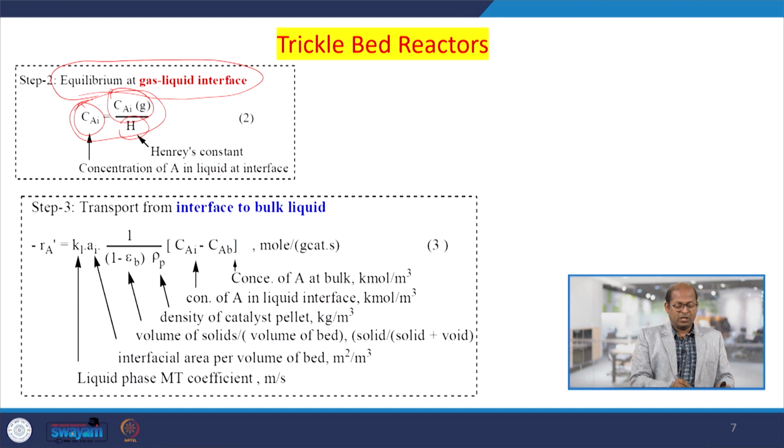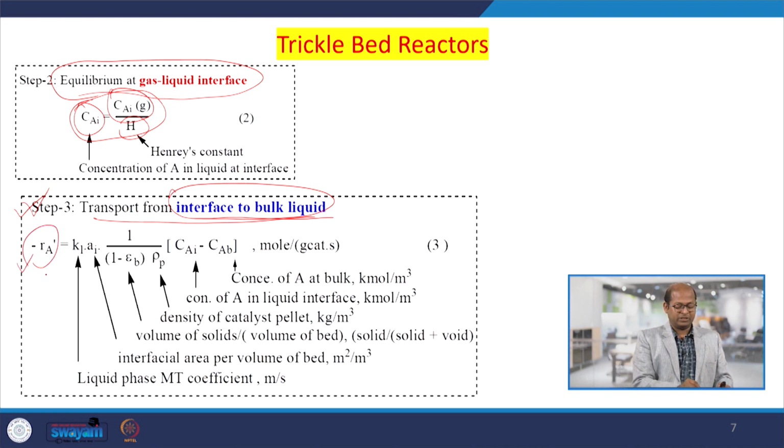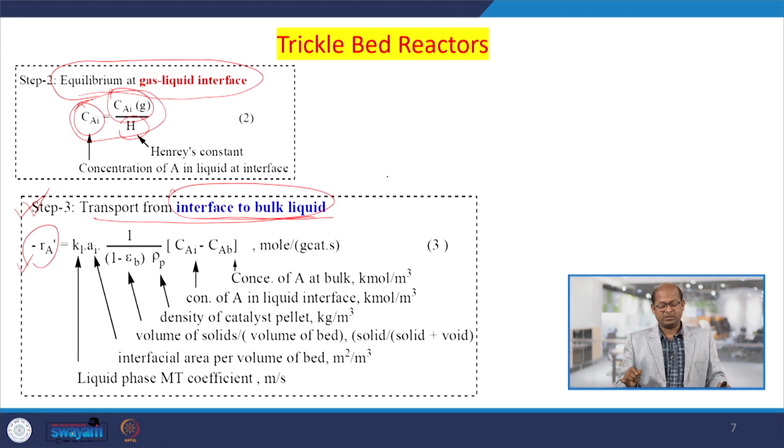Now we are coming to step 3. Once the reactant molecule reaches the gas-liquid interface, from there it will move to the bulk of the liquid. For that, the rate equation, rate of transport per unit mass of the catalyst, equals K L A I times 1 over (1 minus E B) rho P times (C A I minus C A B). C A B is the bulk concentration of component A, C A I is the interface concentration, and that is the driving force.